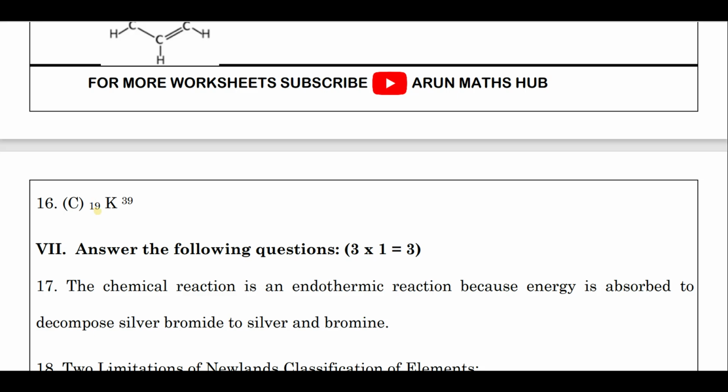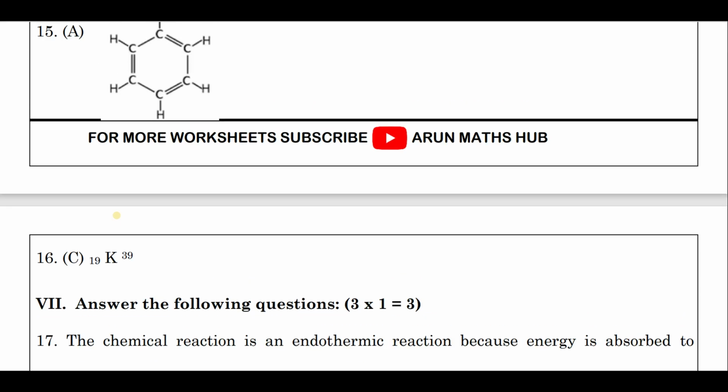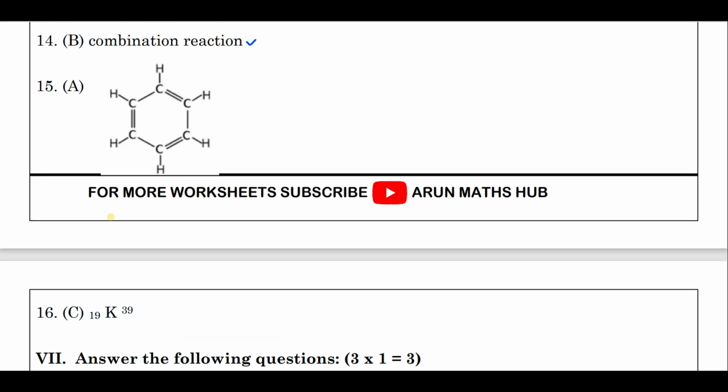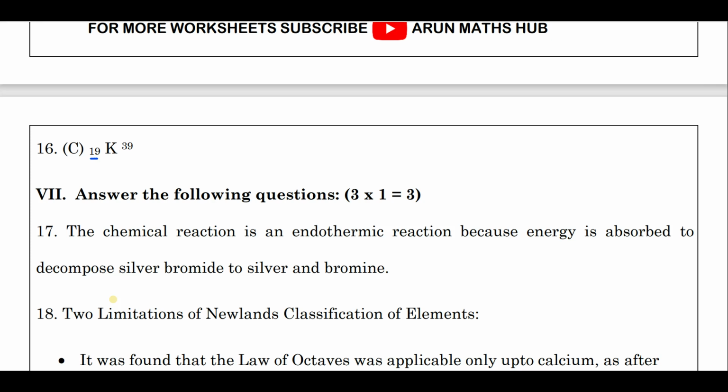In question number 16, which has the largest atom? Atomic size should be more, right? Atomic size decreases across the period. Therefore, atomic numbers 19, 20, 22, 26 and 30. Which has the least atomic number? It is 19. Therefore, it is potassium. 16th question's answer is option C.